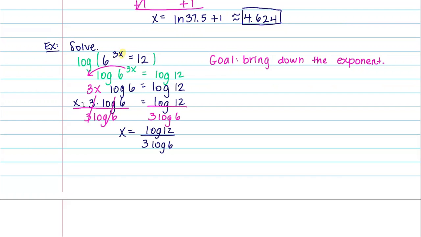And this is where I pull out my calculator and I type in log of 12. Then I divide by this whole expression. You might have to use parentheses for this bottom part, so put parentheses around 3 times log of 6, and you should get about 0.462.